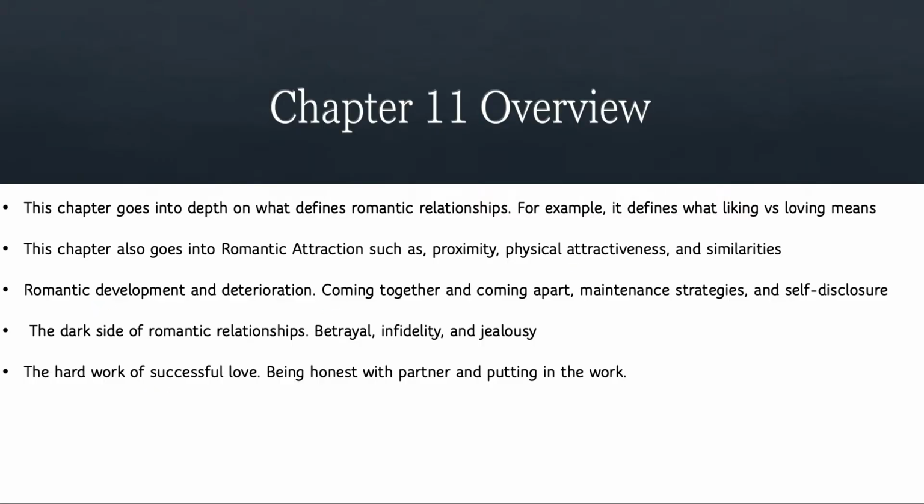So, first, I want to give you a bit of an overview of what this chapter goes over. This chapter goes more in depth into what a romantic relationship is. It also goes more into romantic attraction, such as proximity, physical attractiveness, and similarities. It also talks about romantic development and deterioration, and the dark side of romantic relationships. And lastly, it talks about the hard work of successful love. So, what it means to be honest with your partner and what work needs to be put into the relationship in order for it to be a successful one.